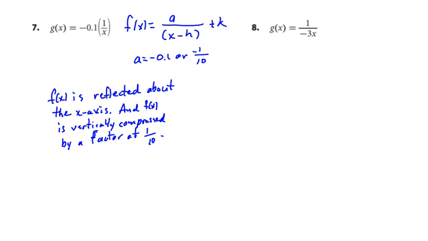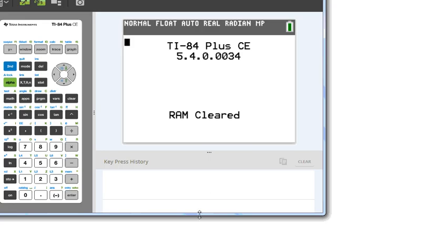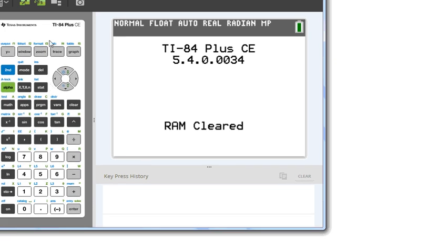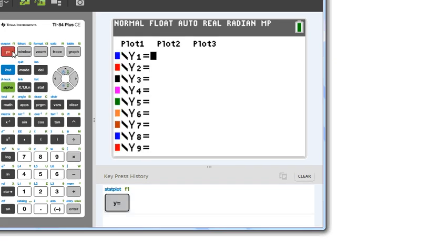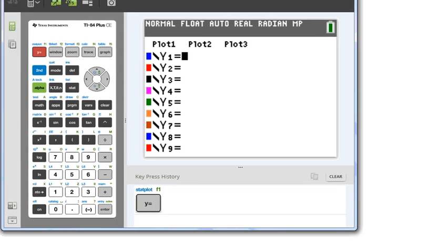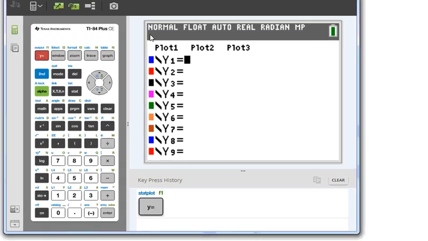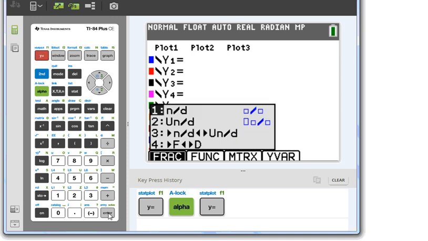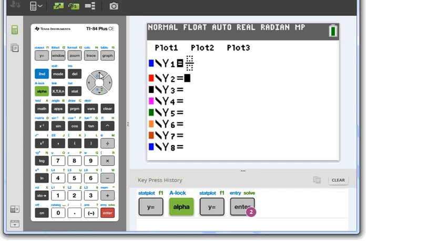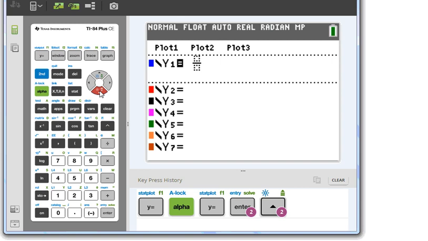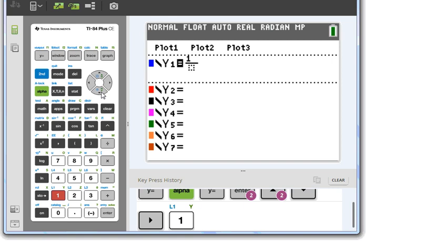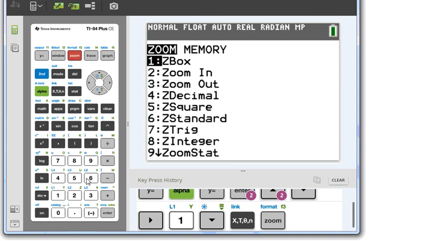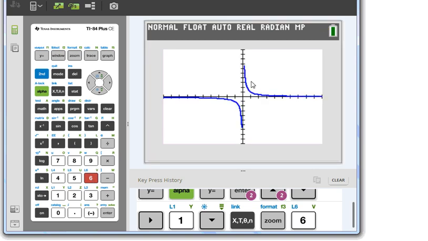So let's go look in the calculator. I think I tried to get it up here. First of all, I'm going to put first the parent reciprocal function, which is going to be 1 over x, and just kind of see what that looks like. So that's what this looks like here.